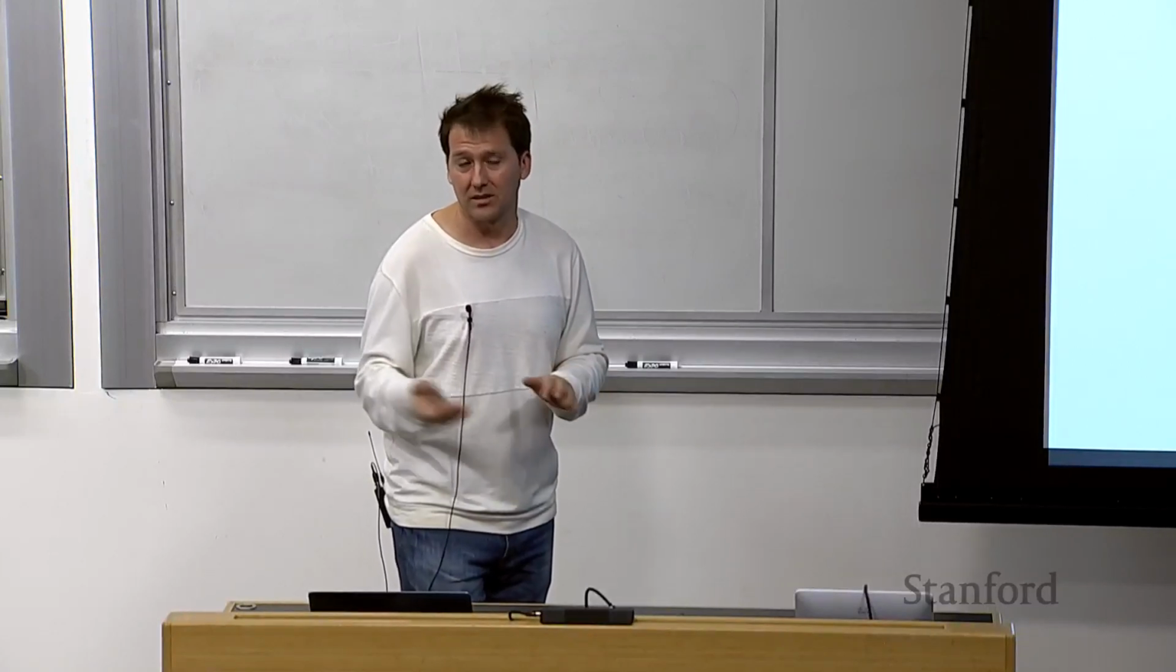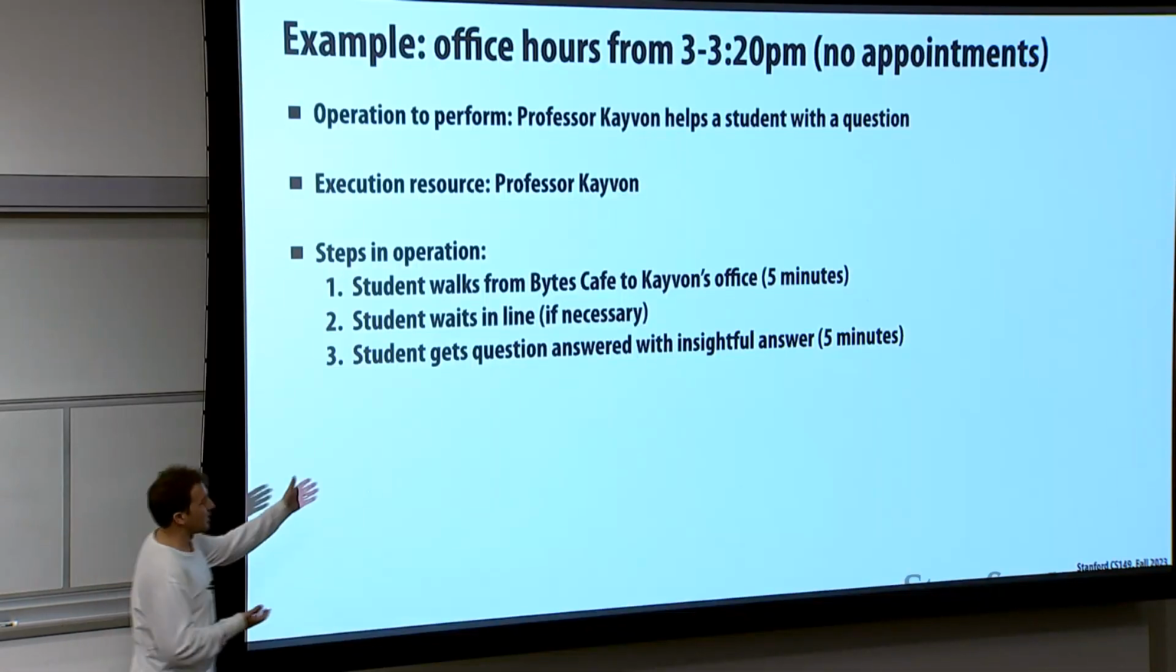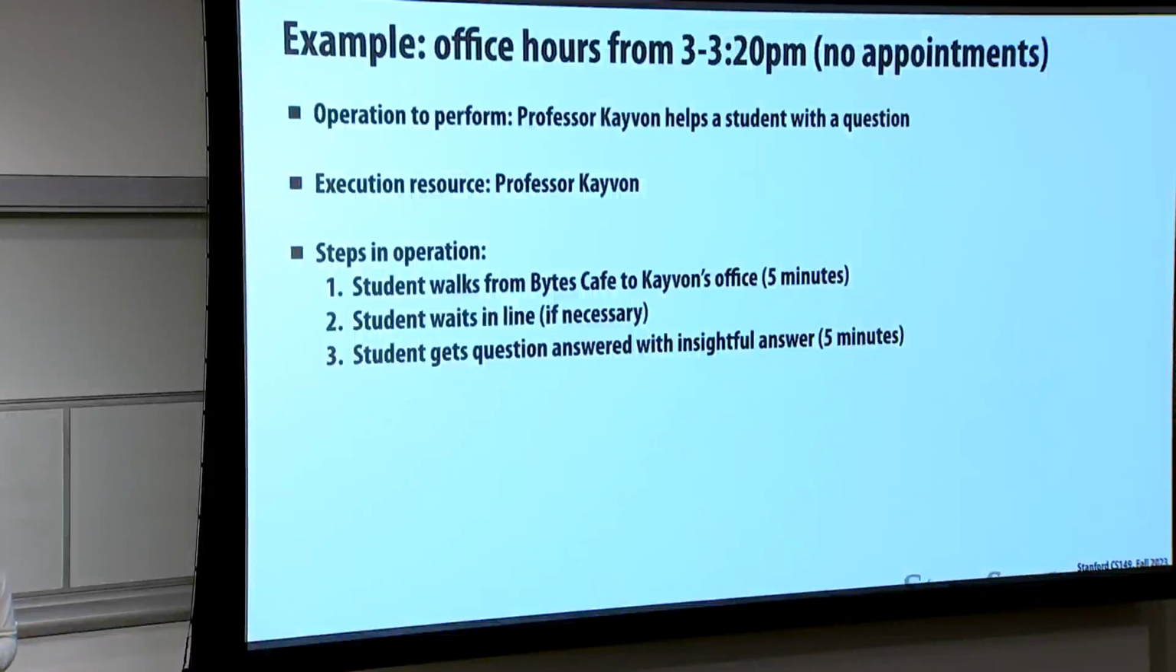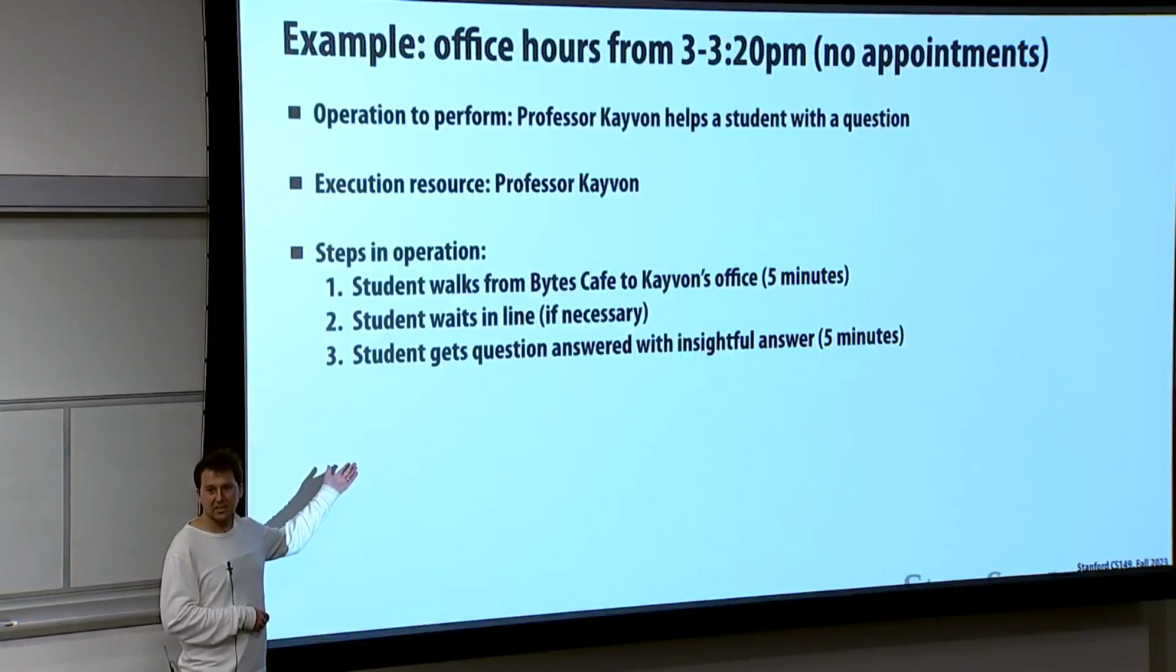So let me just give you one example. Imagine you come into my office hours, and the steps would be: you take 5 minutes to walk over to my office, you wait in line if necessary, and you get your question answered, let's say in 5 minutes. It's pretty useful office hours. So the latency here is what? It's at least 10 minutes, plus your waiting time in line.